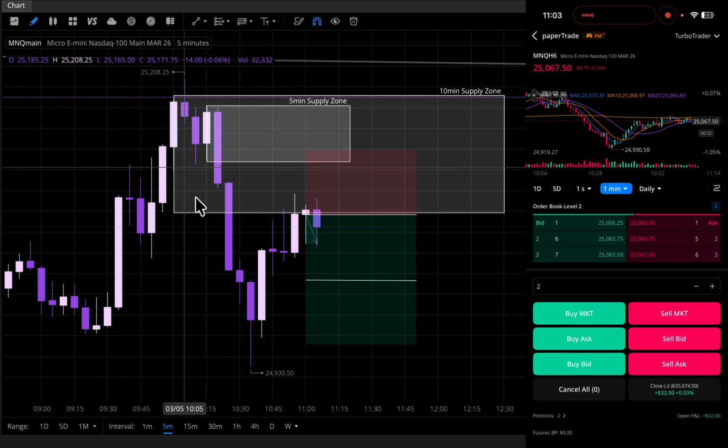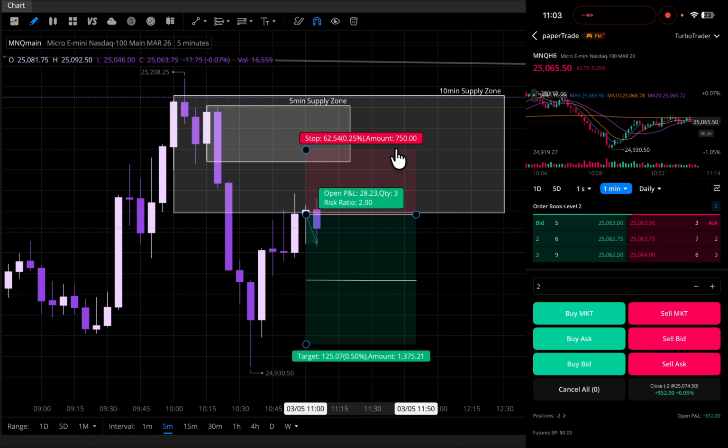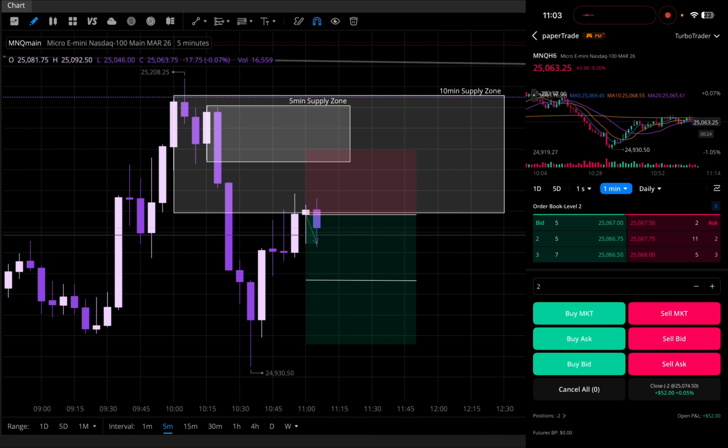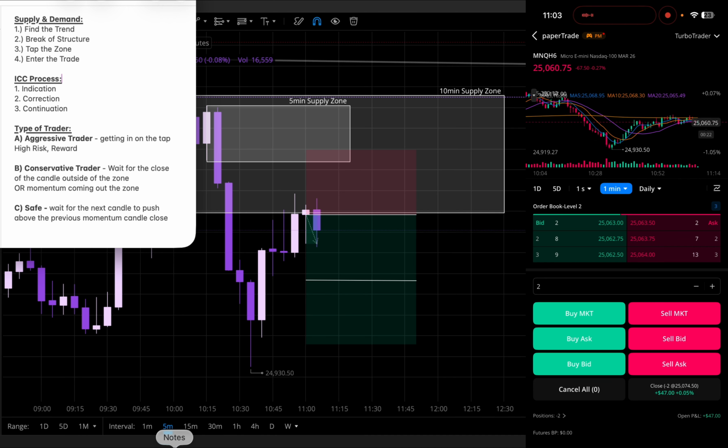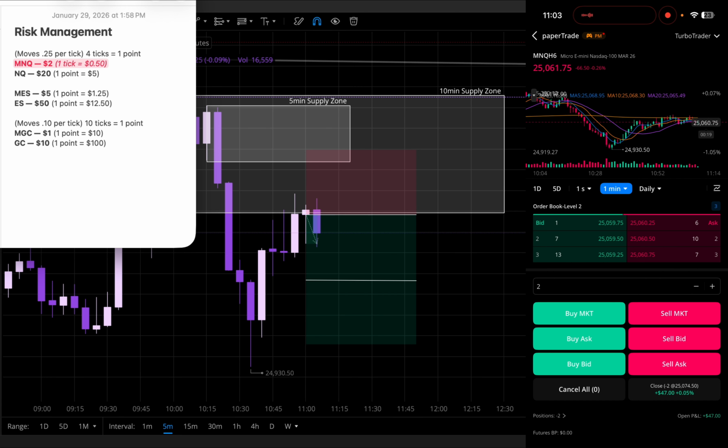And we technically have this whole zone as a stop loss, but I don't want to risk that much. I only want to risk, what is this, 62 points? If you remember, I don't know if I went over this, I do want to go over this, not today, but 1 point is worth $5. So if you do the math, 60 times 5, that's a lot of money to be risking.